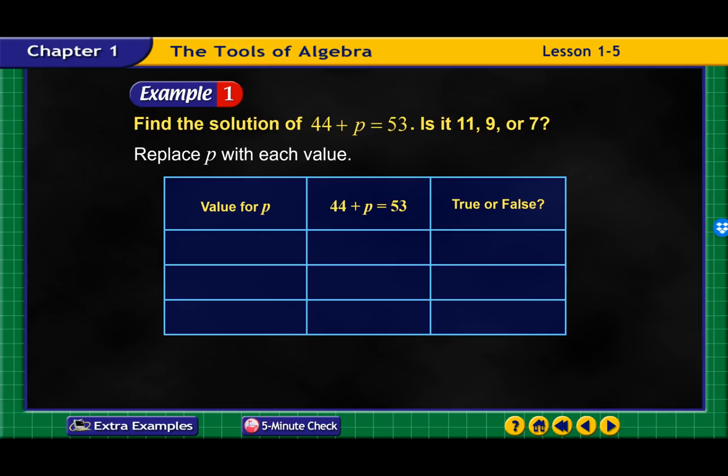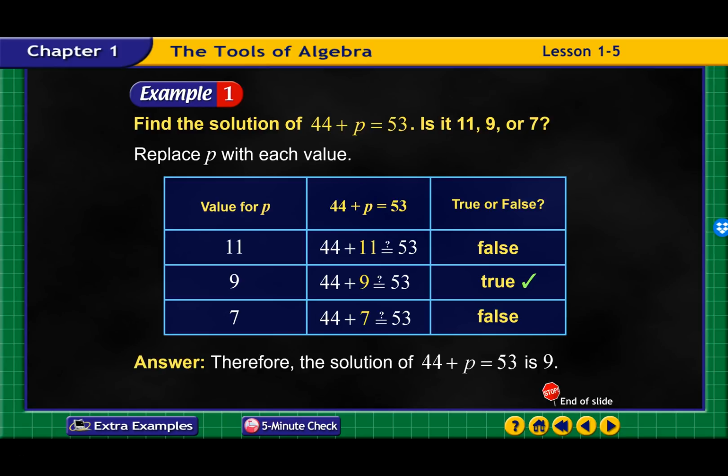So the value for p is going to be 11, which makes 44 plus 11 come out to 55. So 55 is not equal to 53, so therefore it is false. Let's put in 9. 9 plus 44 comes out to 53, so that comes out as true. Just for fun, let's make sure. Let's put in 7, comes out to 51. That is not equal, so that one's false. So my answer would be, the only solution that worked was 9.